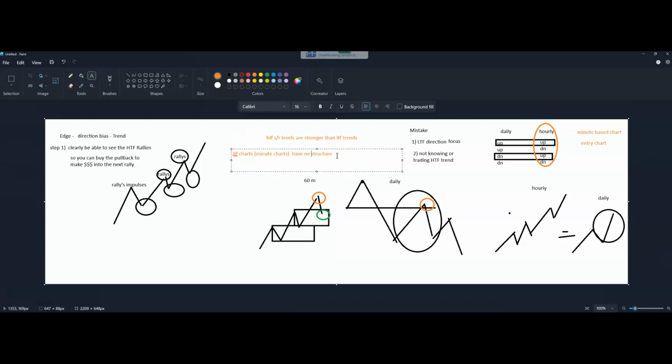No or little, this unreliable, have unreliable structure. That's a fact. And I'll show you this.